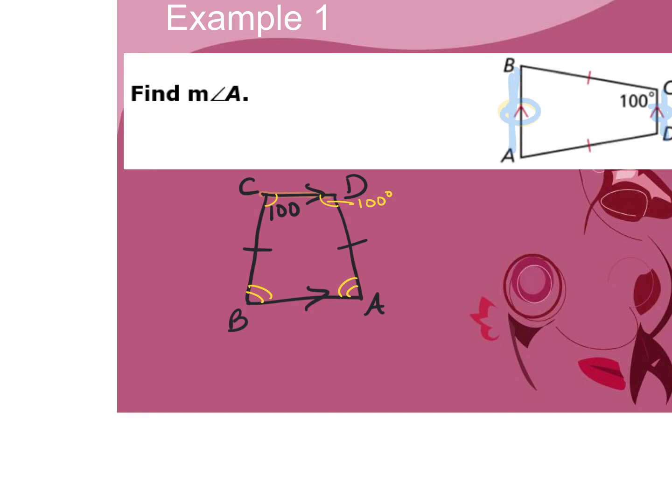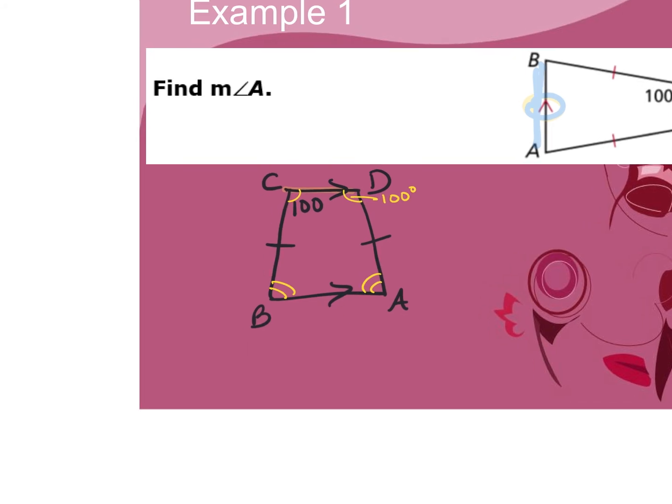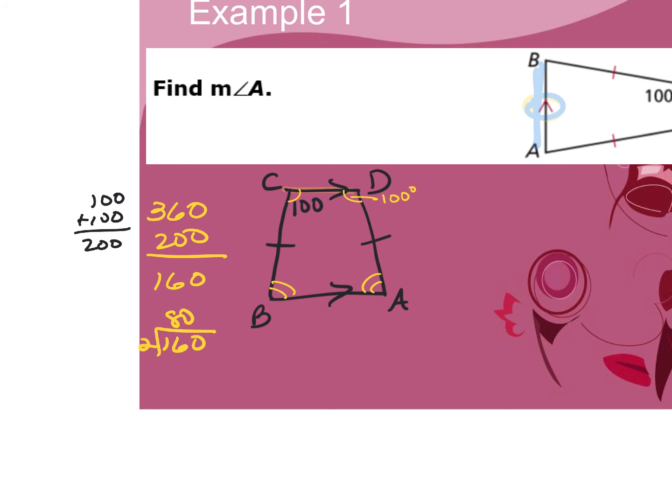Now, one thing we can do is we learned that all four angles of a quadrilateral always add up to 360. So I can add the two base angles I have, the 100 plus the 100, and get 200. Then I could subtract that from 360, and I get 160. And then I could take the 160, divide it by 2, to get the measure of each of these base angles. So these both will be 80 degrees, which is the answer to my question. It's 80 degrees.